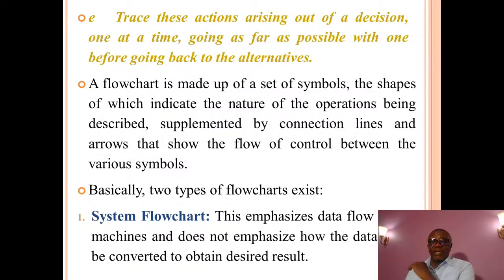Basically, two types of flowcharts exist. The first one is called the system flowchart. So this emphasizes data flow among machines and does not emphasize how the data has to be converted to obtain the desired result.